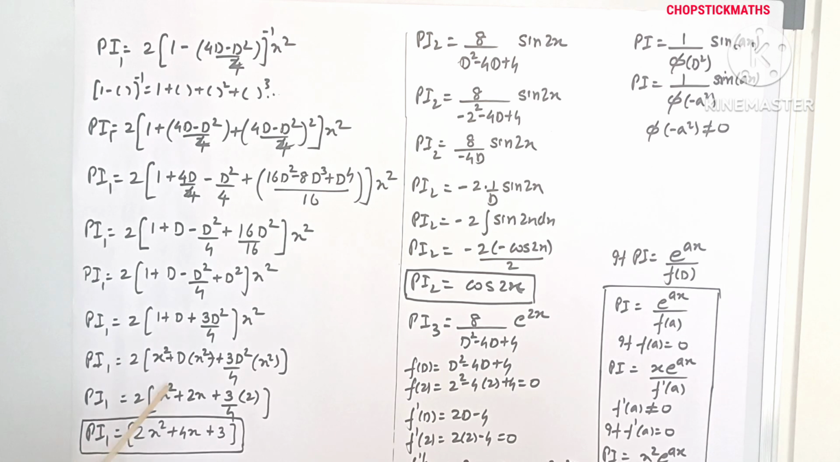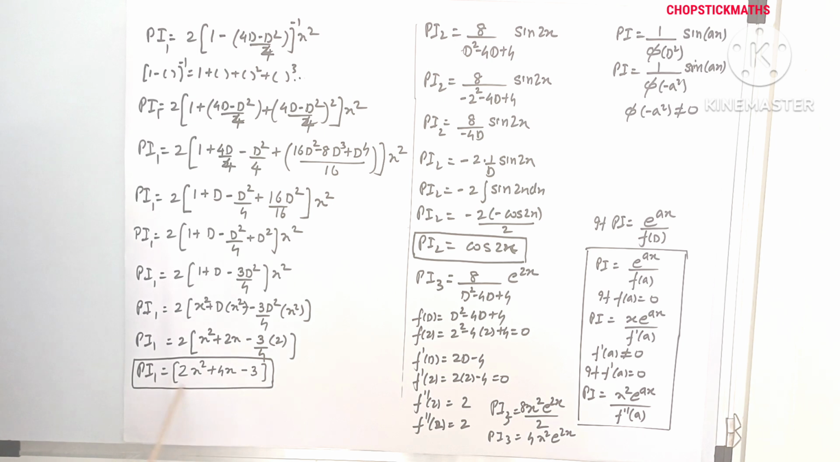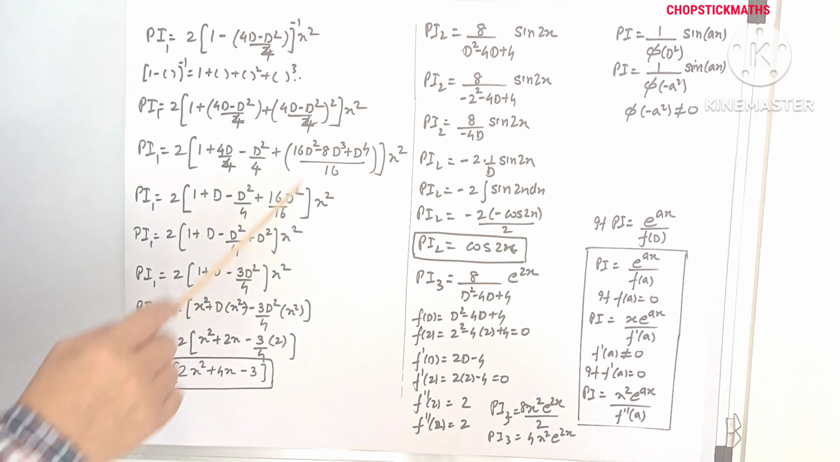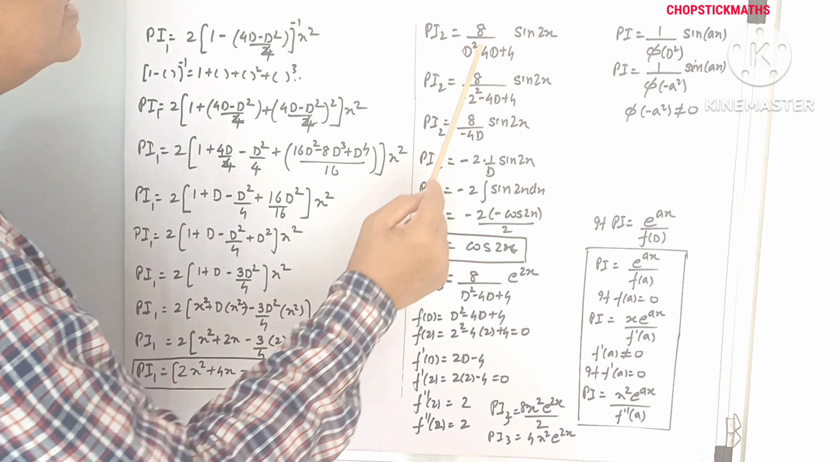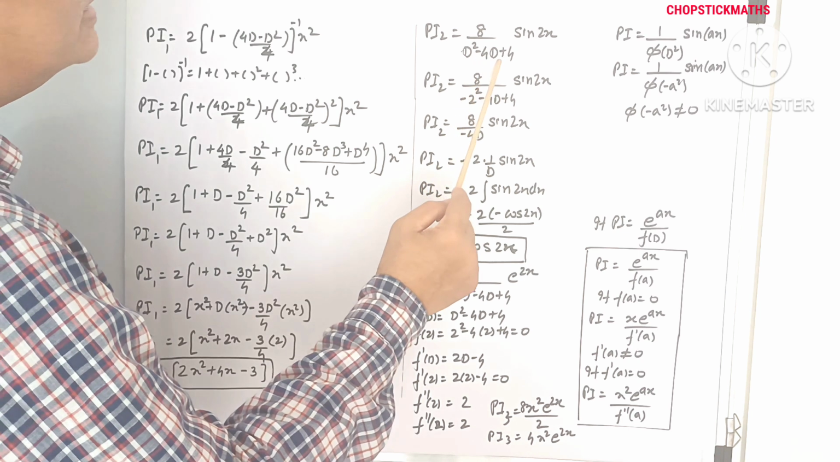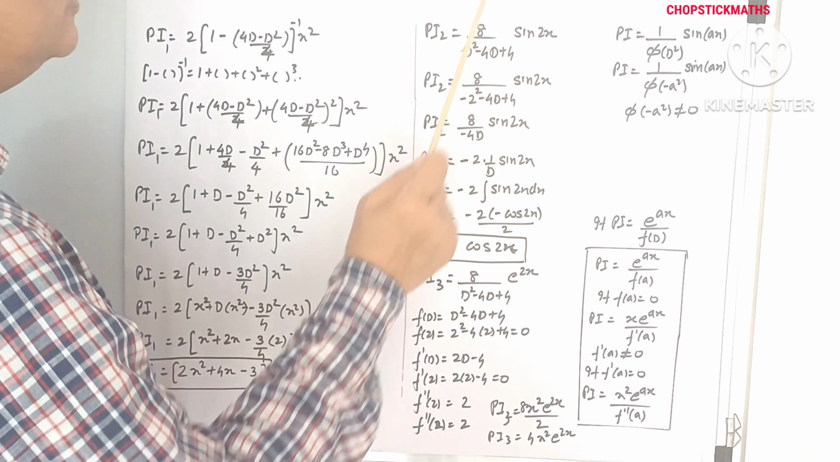So PI would be equal to 2x square plus 4x plus 3. So PI1 will be equal to 2x square plus 4x plus 3. So we have now calculated PI1. So let us proceed to calculate PI2, which is 8 upon d square minus 4d plus 4 into sine 2x.